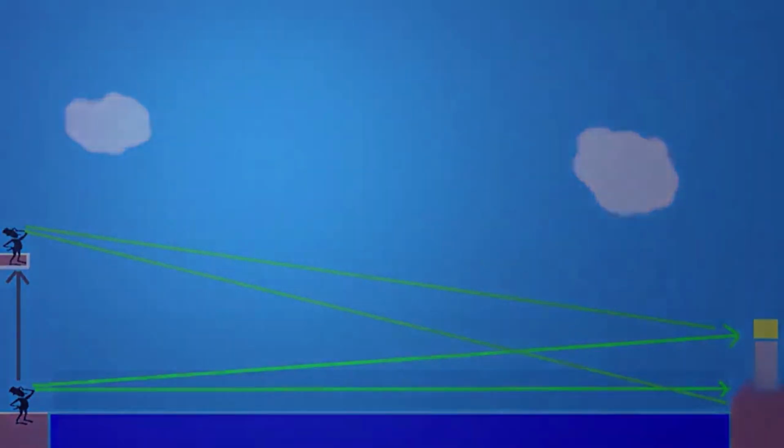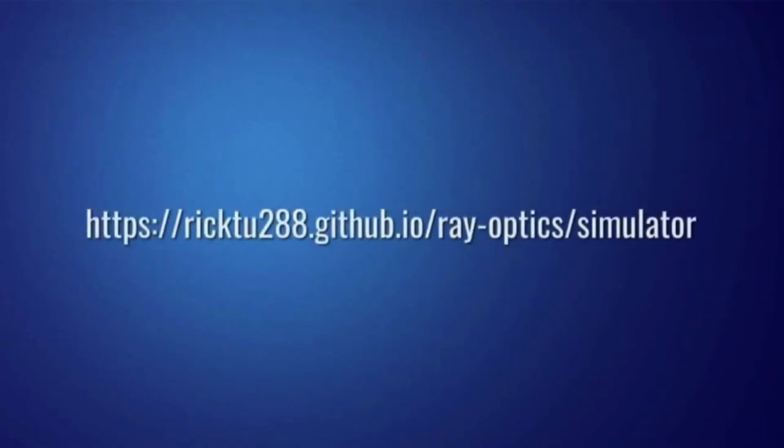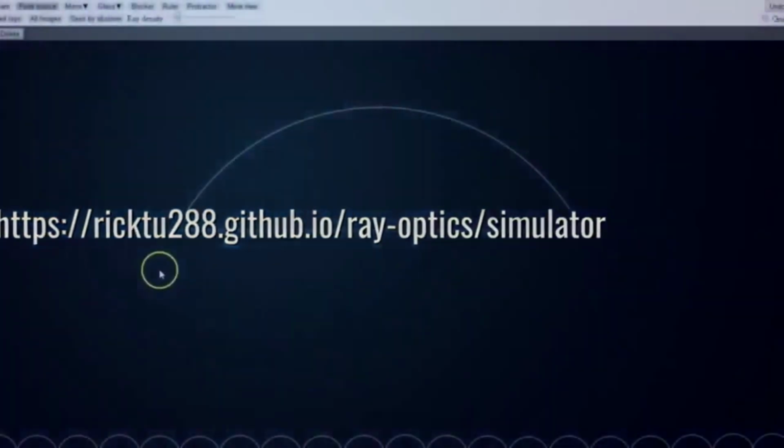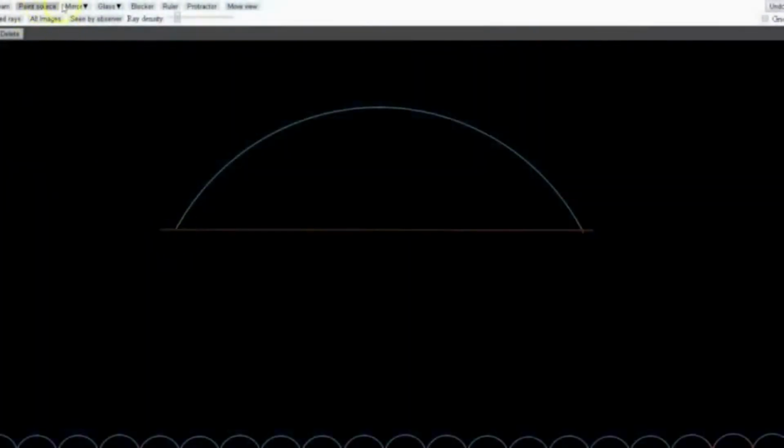All right, now we're going to head over to the website, rick288.github.io/ray-optics/simulator. And this is so we can observe this in probably an easier to understand way. So I've showed the simulator before. Many of you have seen it, but you can use lenses, you can use mirrors, blockers, point sources of light, beams of light, whatever, to create whatever you want, atmospheres of various densities.